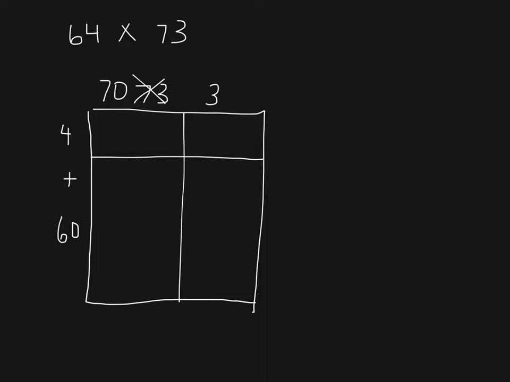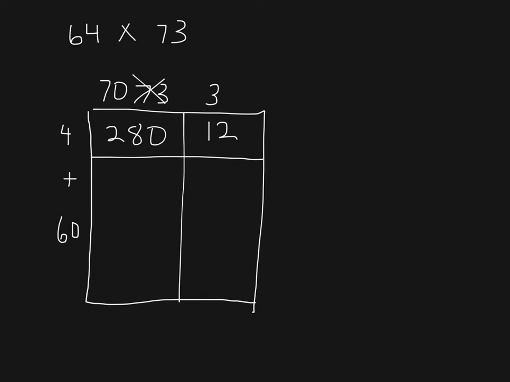So we're going to start off by taking 4 times 3, which is 12 ones, and 4 times 7 is 28, but 70 is 7 tens, so that means we have 28 tens, and 28 tens is 280. Now we're going to move down to the lower boxes in our area model.